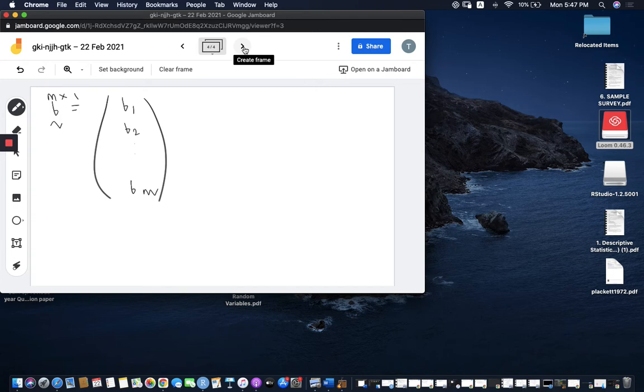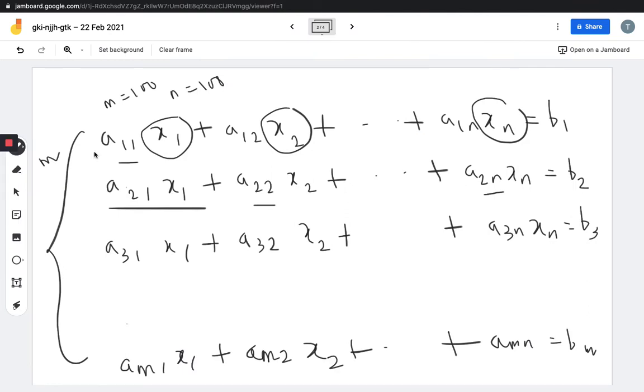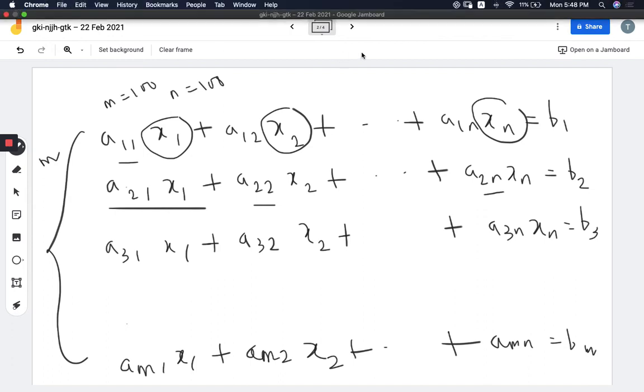Now, how to represent this pretty complex structure using this matrix and these vectors? That's the first query. I think you all know about matrix multiplication. At your plus 2 level, you all learned about matrix multiplication, right?